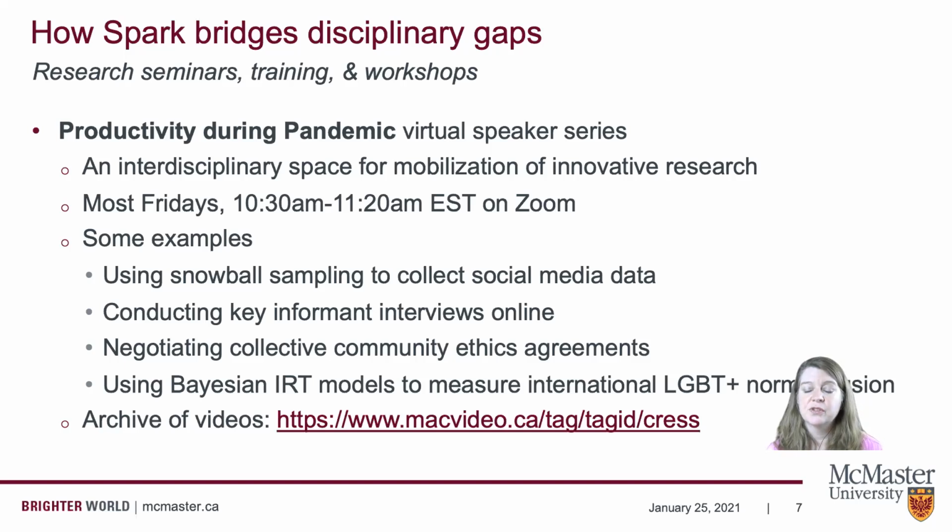And some of the examples we've had so far have been how to use snowball sampling to collect social media data, how to do key informant interviews online, how to negotiate community ethics agreements collectively instead of individually. And most recently, a talk on how to use Bayesian IRT models to measure international LGB norm diffusion. So there's a whole range of topics and disciplines that are included in these talks.